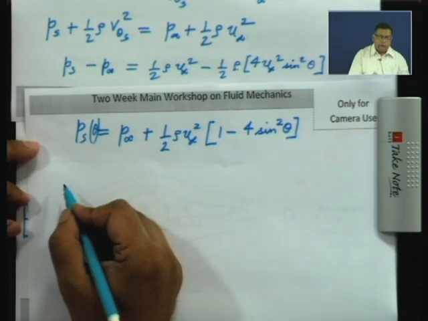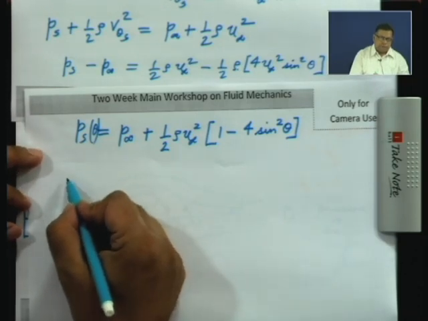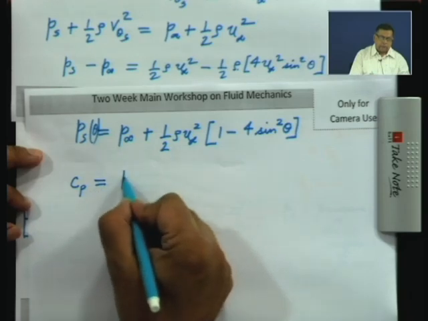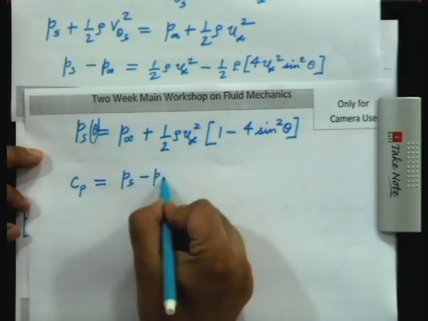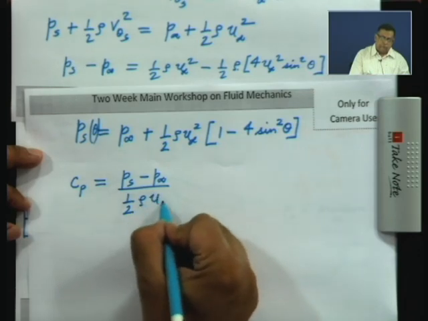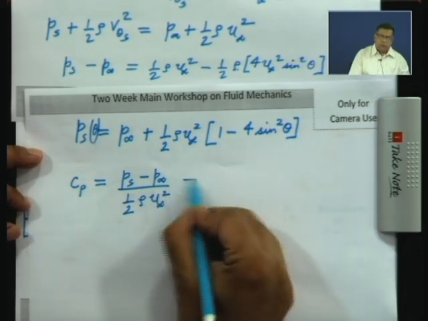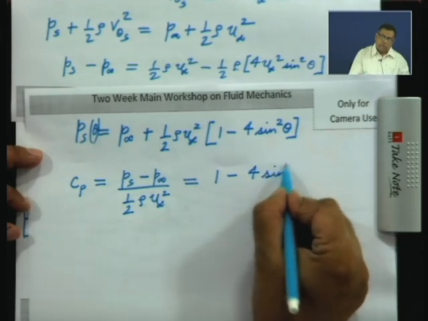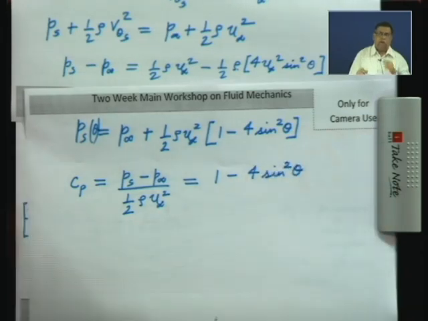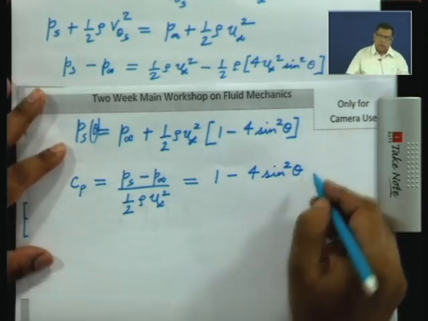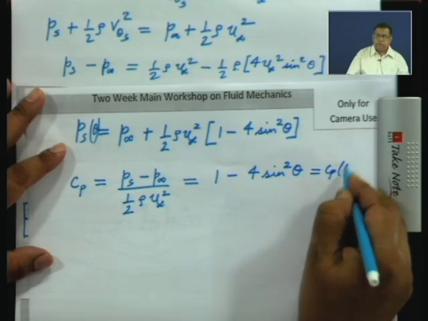Now, you can define the coefficient of pressure C p as P s minus P infinity by half rho u infinity squared. So, this will turn out to be equal to 1 minus 4 sin square theta. So, this is a function of theta.